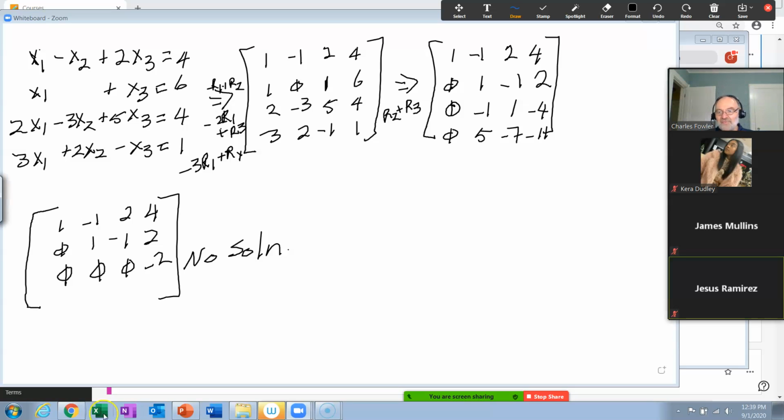Anytime you come up with something that can never be true, and this can never be true, this represents x1, x2, x3. 0 plus 0 plus 0 cannot equal negative 2 no matter what you do to it. It can't happen. No solution. If it came out 0 plus 0 plus 0 equals 0, yeah, that's always true. So you might wind up with an infinite number of solutions, except you had an extra equation anyway. You might still be able to get a unique solution.